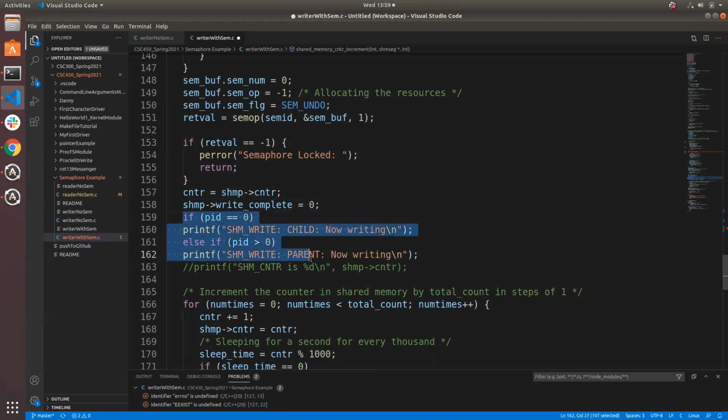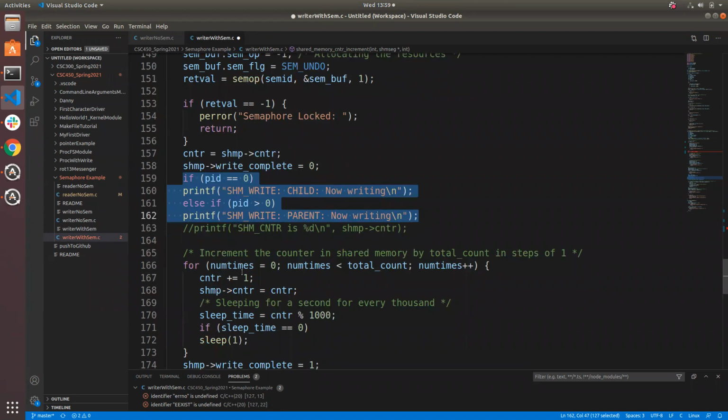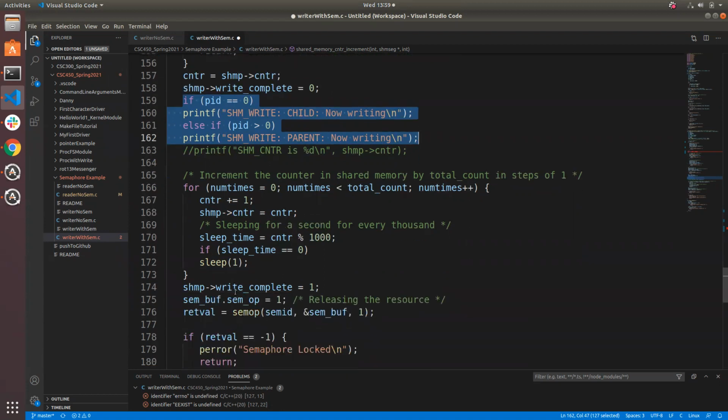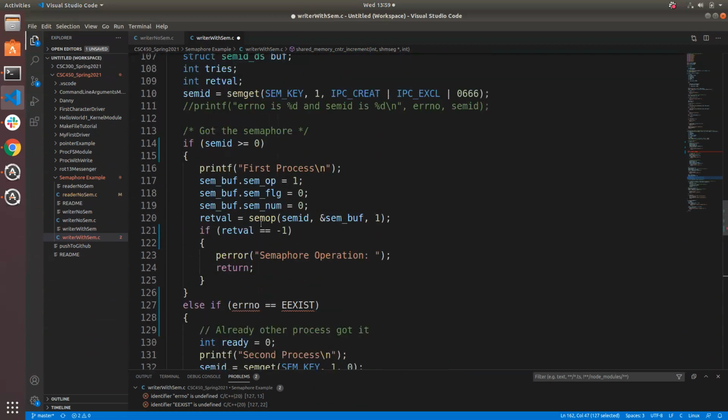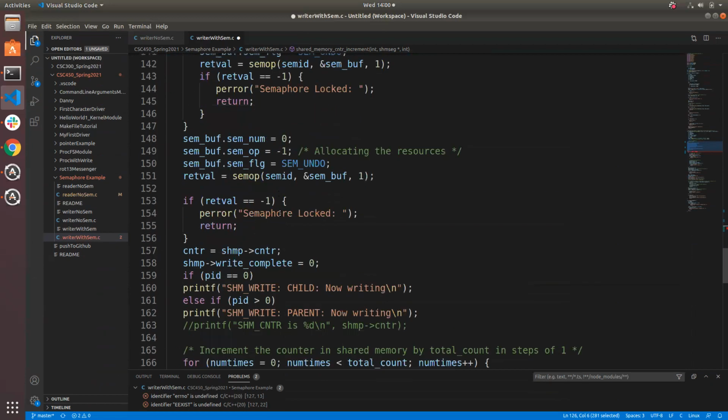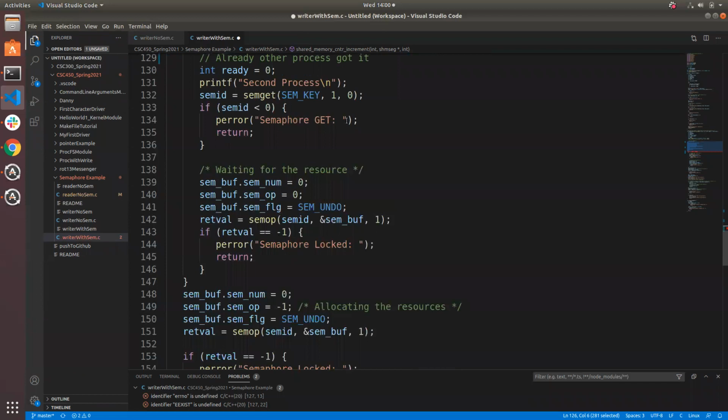We're asking about what our PID is to find out are we the parent or the child. We're going to go through num times, incrementing counter each time, every 1,000 times. So we're doing the same stuff we did before. And then we'll set write complete to 1 and bail out. Remember, our reader is still looking for write complete to be 1. Now up here, we either got the shared memory, or we didn't get the shared memory. If we didn't get the shared memory, then we have to wait for it.